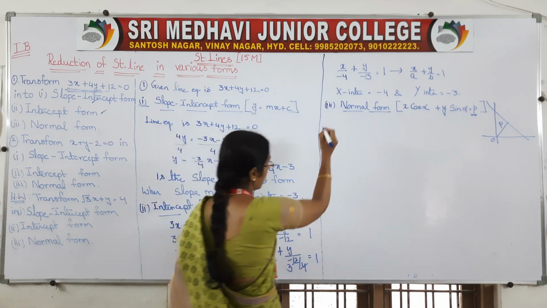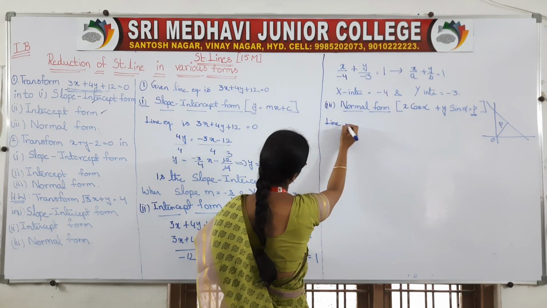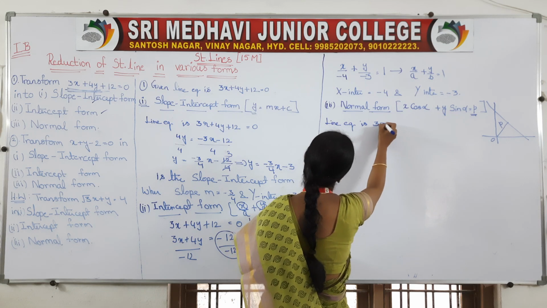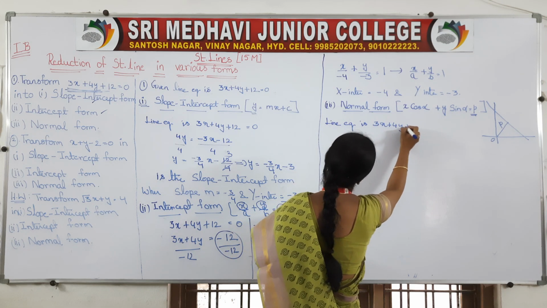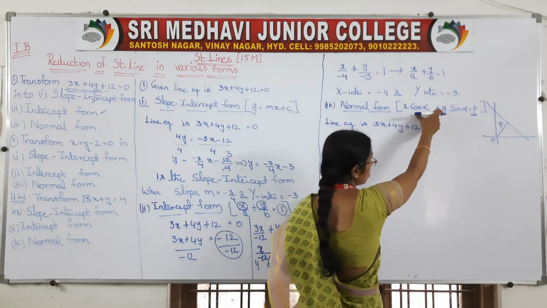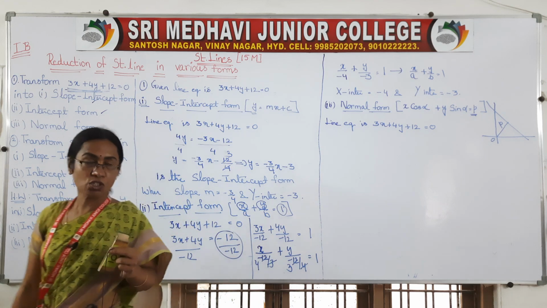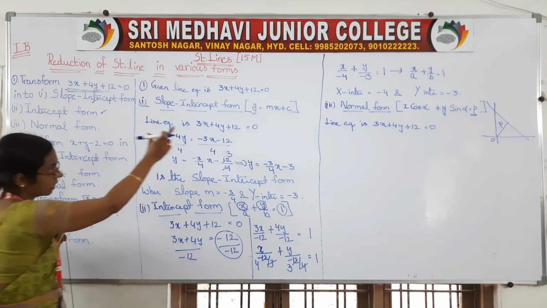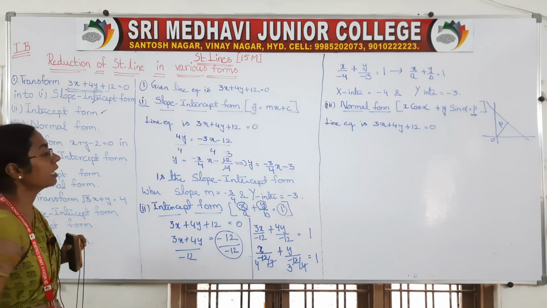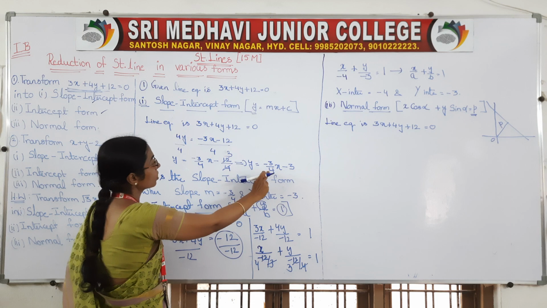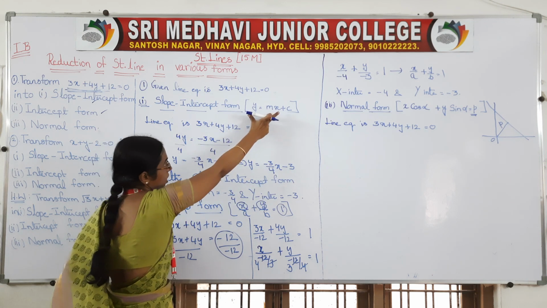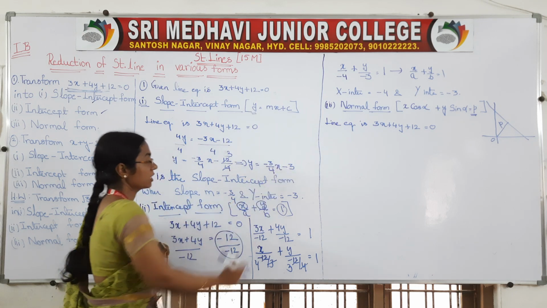Come on, what is the given line equation to you? The same line, that is 3x plus 4y plus 12 is equal to 0. We have to transform this into this form. See, in the first question we transformed this into this form. At the end, if you observe, it is in that form only: y is equal to mx plus c. We converted this into this form, y is equal to mx plus c.